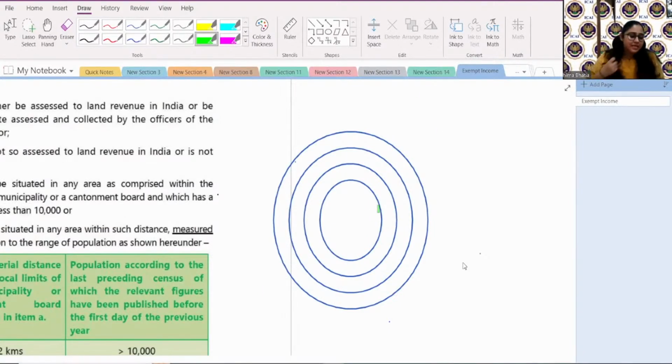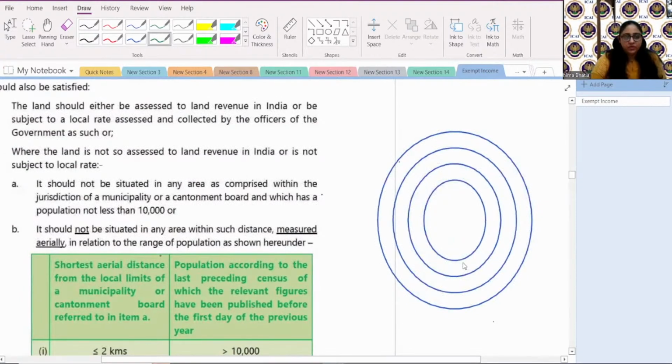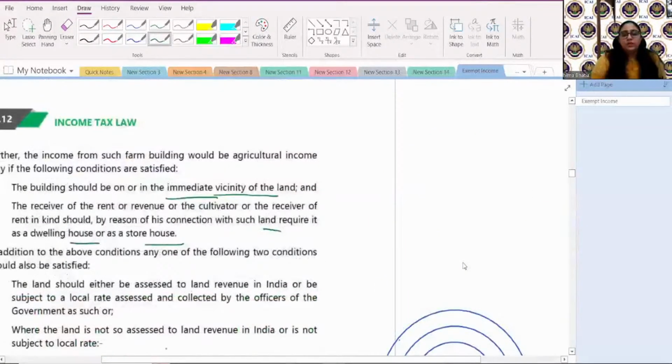So I was telling you that for the farm building to qualify as your agricultural income, for the rent or revenue from the farm building to qualify as agricultural income, it is necessary that it should be within the immediate vicinity of the land, and the cultivator is using it for storage purposes or residential dwelling purposes in relation to your agriculture operations. Clear up to here?